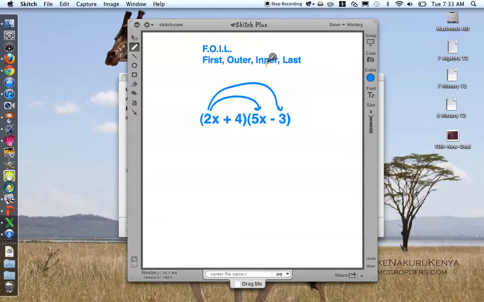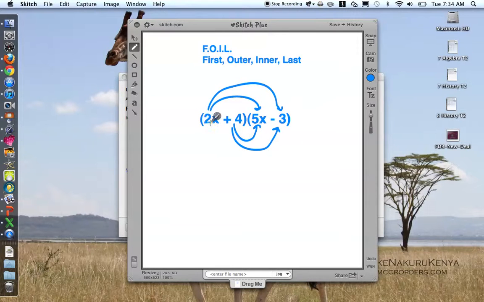Then for the inner, the I, we'll multiply the two inside terms. So the inside term is the positive 4 times this 5x. And then we do the last terms. We'll take the positive 4 and multiply it by the negative 3. So there are four things that you have to multiply together, and you can follow the arrows to find your way.